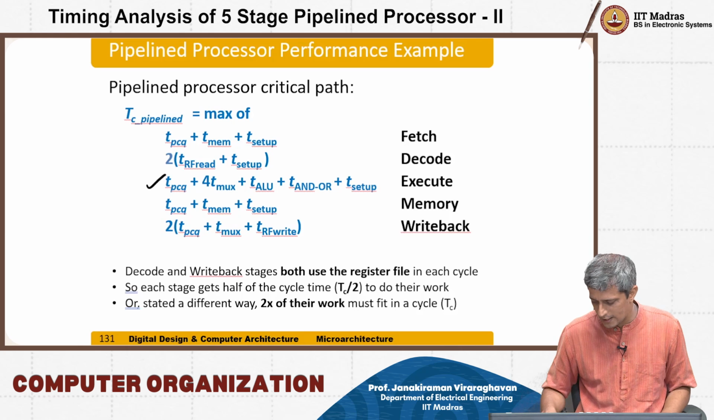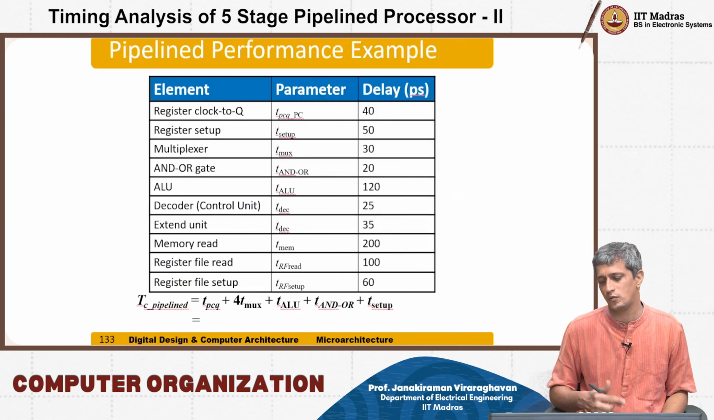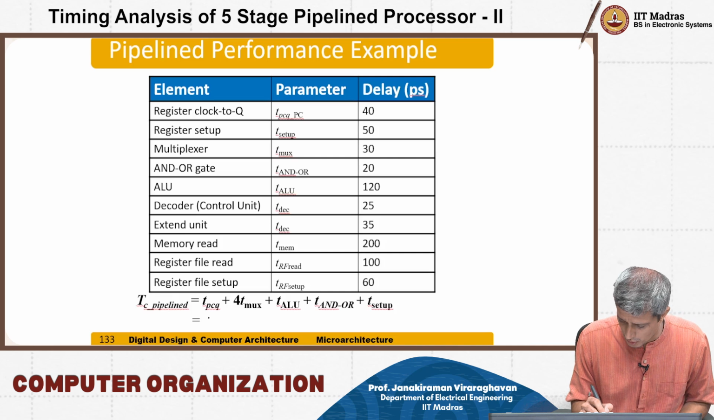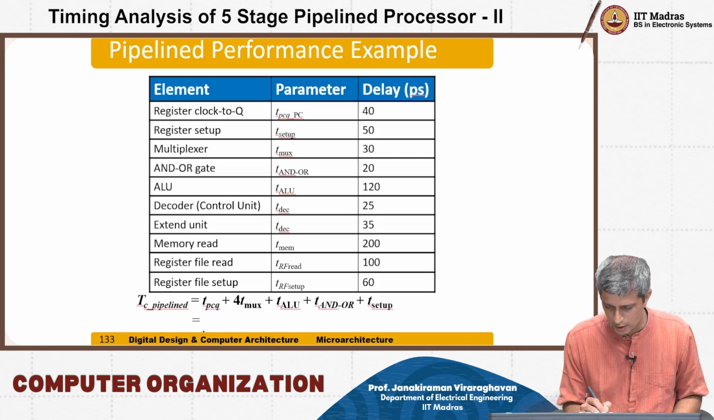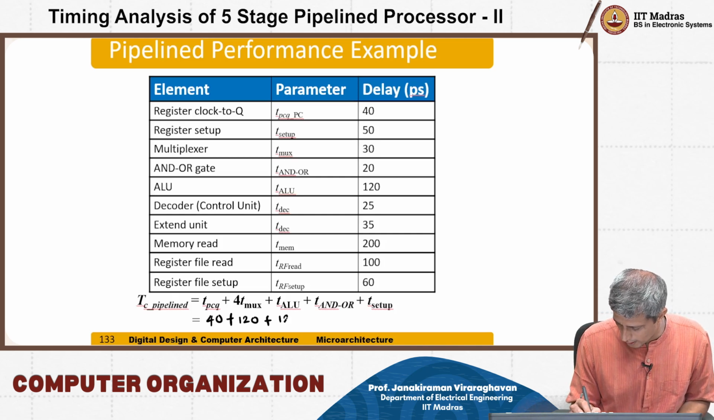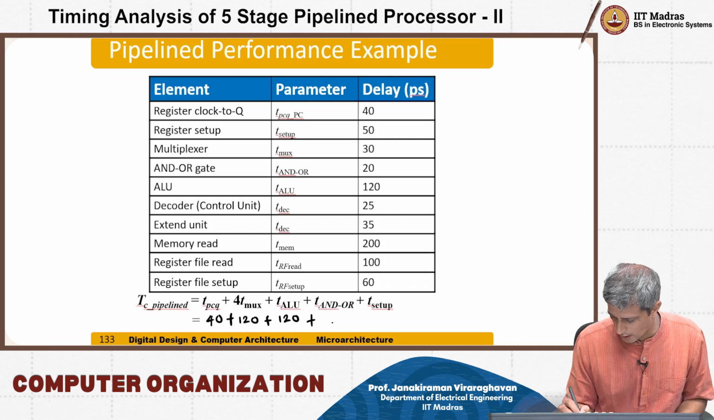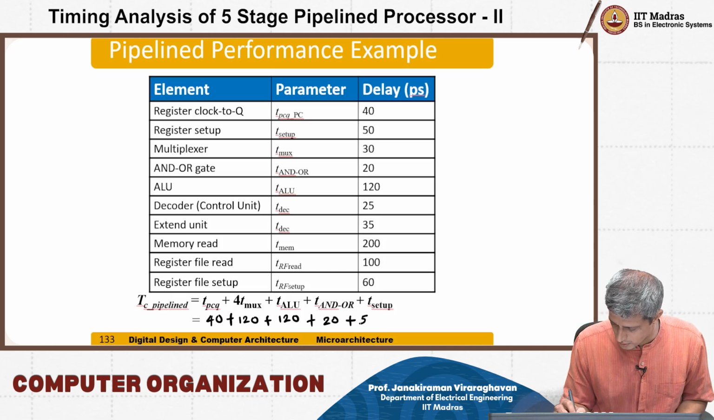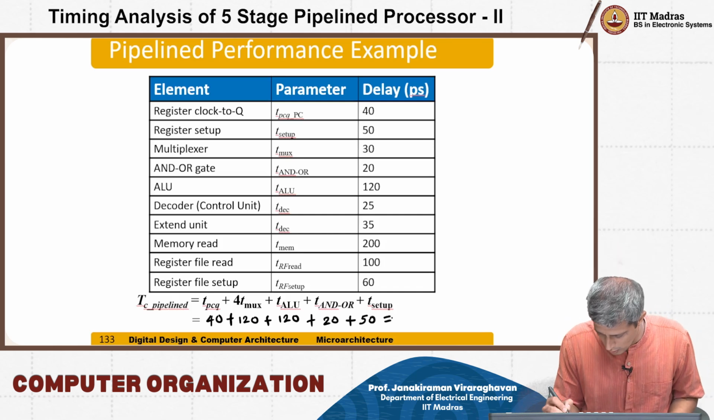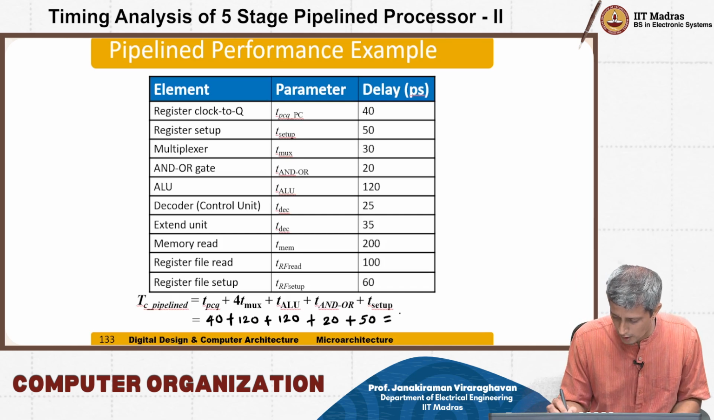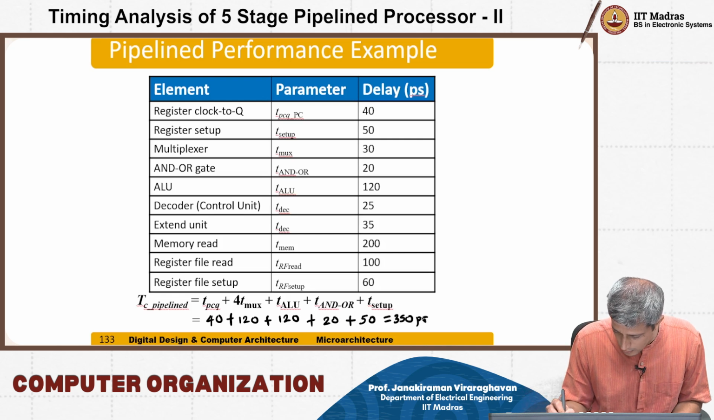and therefore based on the values that we have chosen, clearly the execute stage is going to determine the critical path, and therefore I can calculate the pipelined clock period as TPCQ of a flip flop, which we are assuming is about 40, plus 4 into T mux 120, ALU again is 120, and AND OR gate 20 plus a T setup of the flip flop, which is 50. So we are talking about a clock period of about 350 picoseconds.